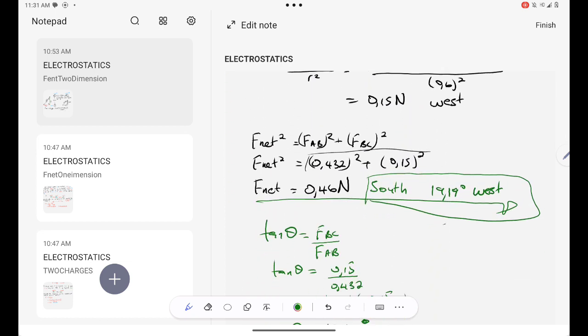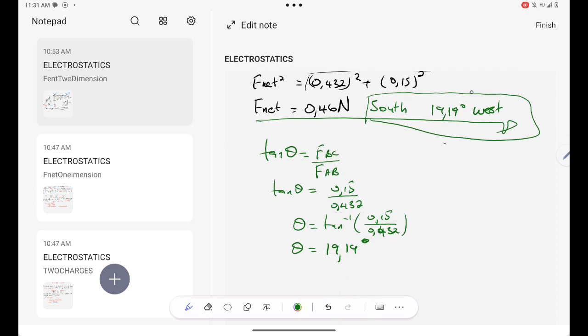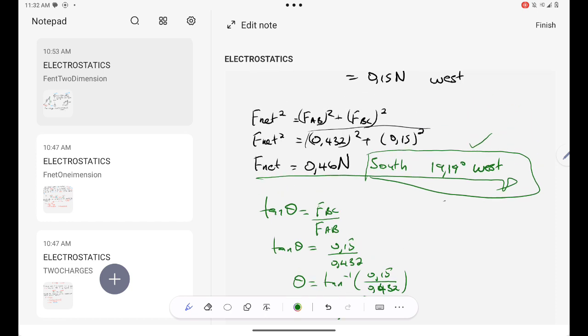But they would hardly ask you to find the direction. If they do ask you to find the direction, this is how you express it. But in most cases, they just want you to find the magnitude. So by just doing this, you will be okay.